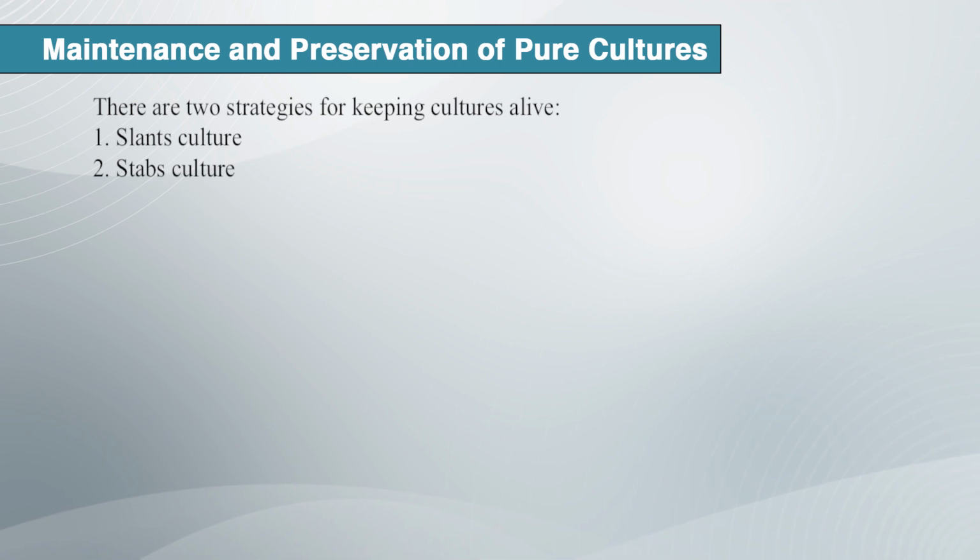Now, maintenance and preservation of pure culture. After obtaining the particular microorganism as a pure culture, it is essential to preserve the microorganism's viability and purity by preventing contamination of the pure culture, since repeated subculturing is time consuming. It becomes difficult to maintain a large number of pure cultures successfully for a long time. There are two strategies for keeping culture alive. First is slant culture, second one is stab culture.